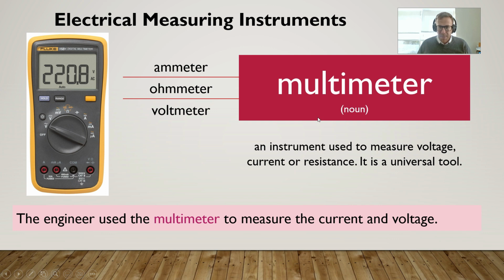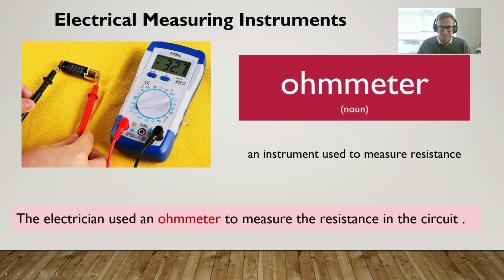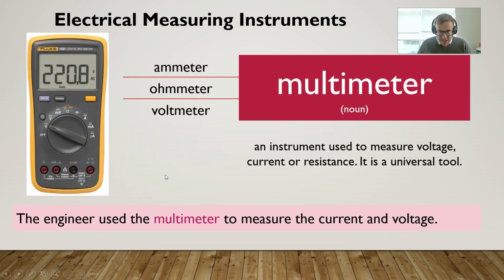Multimeter. An instrument used to measure voltage, current, or resistance. It's a universal tool. So as you can see here, I put ammeter, ohm meter, and voltmeter, which were the last three ones we did. But when you have a machine that does all these three things, we call it a multimeter. For example, the engineer used the multimeter to measure the current and voltage. So for spelling, you need to remember the M-U for multi, and meter is the same.